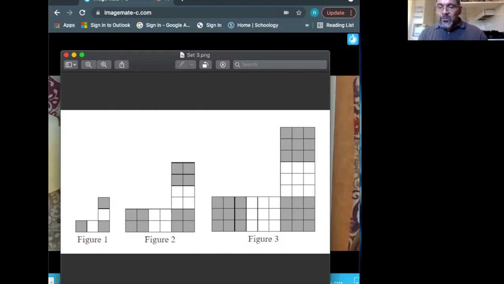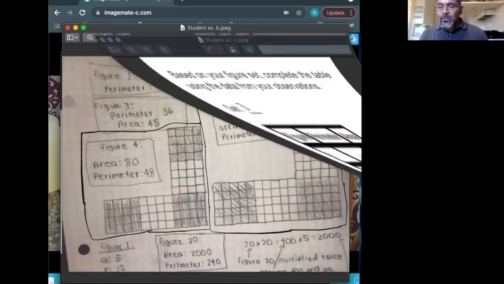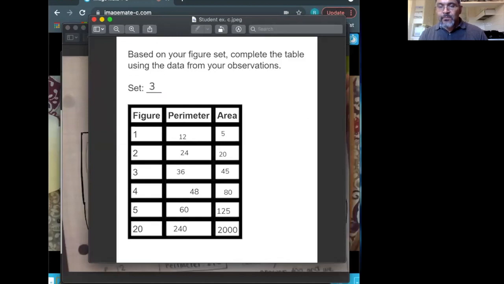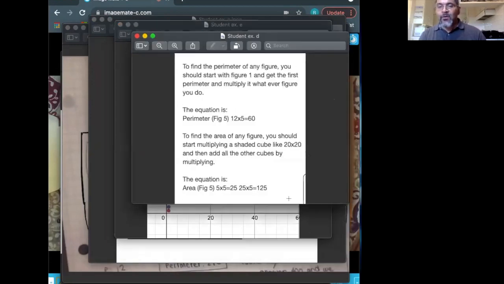Now, this student did exactly that with the next figure, figure 4, figure 5. They found the area to be 80 and the perimeter to be 48. So 12 times 4 is 48, and if you square 4, it equals 16, and 16 times 5 equals 80. You then analyzed the pattern in a table and a graph in order to create a generic rule for identifying the area and perimeter of any figure within that set.